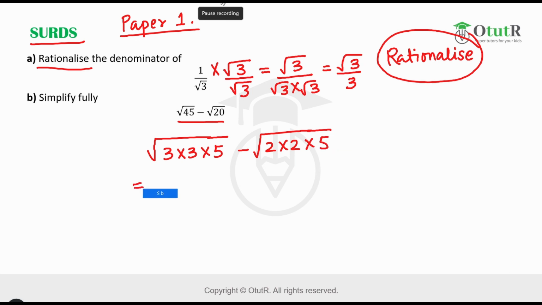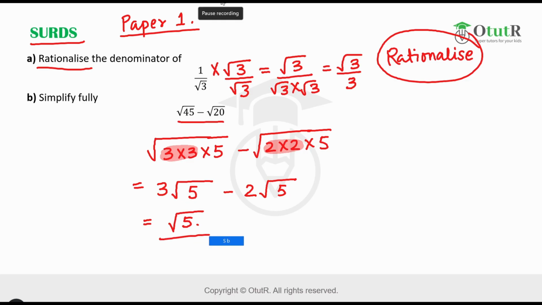After that, we are going to find out which numbers in the respective terms have a pair, right? So can you see that 3 makes a pair and 2 makes a pair, right? That means I can take 3 out of the square root sign, and I can also take 2 out of the square root sign. Done. After this, I can directly subtract them, okay? So 3 root 5 minus 2 root 5 is just root 5. That's it.